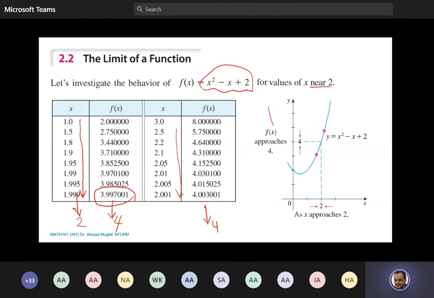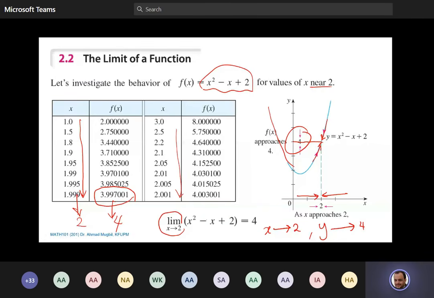If you sketch the graph of this parabola, this is easy, not difficult. This is the graph of this parabola. Look, when x gets closer and closer to 2, the y values on the graph are getting closer to 4. So when x approaches 2, y approaches 4. Using mathematical notation, we can say that the limit of this function as x approaches 2 is equal to 4. I wish this is clear, Shabab.